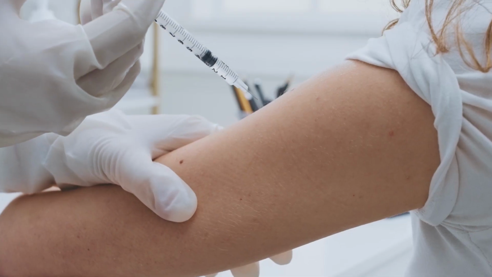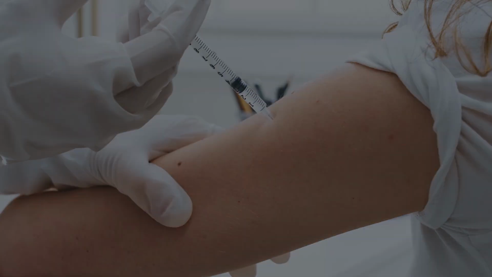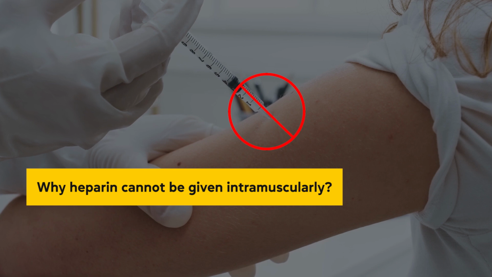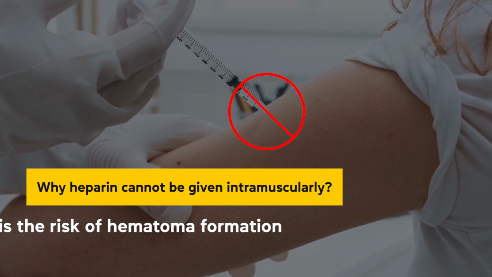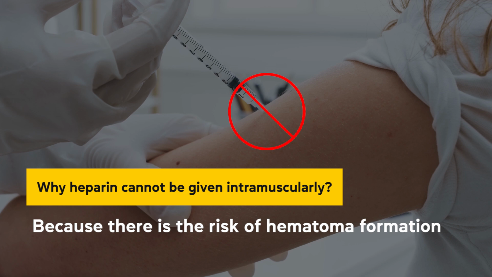So that was all about heparin. We discussed that it is an anticoagulant that is given through the injection route or the parenteral route, including the IV and the subcutaneous. Hopefully now you got the answer to the question why heparin cannot be given intramuscularly. Because there is a risk of hematoma formation.